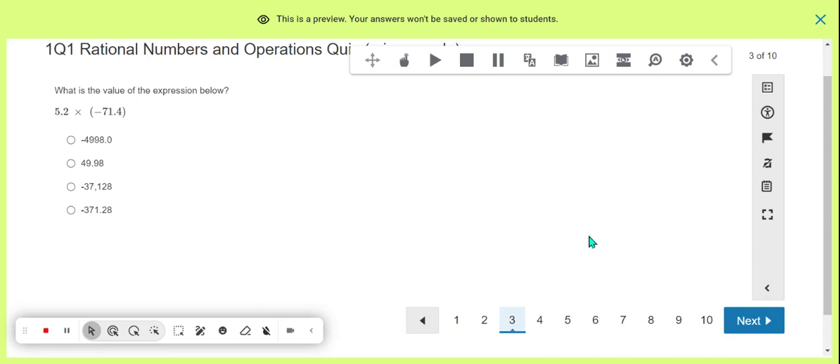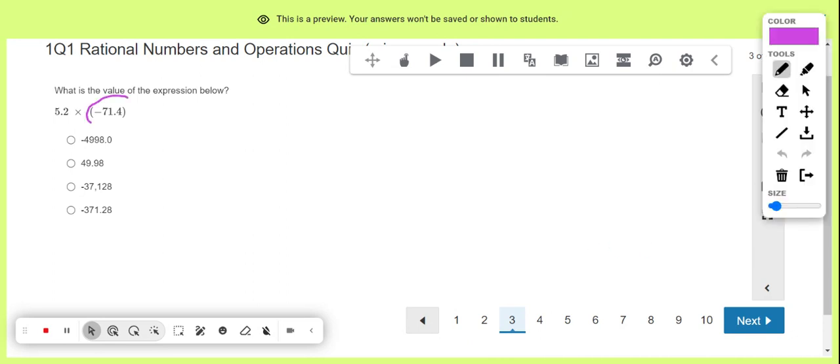So number 3, some students get confused with the parentheses. The parentheses is not telling you to do anything here. It's just separating that number. Now it's a negative rational number, and it's rational because of the decimal 0.4. So what we're going to do is multiply 71 and 4/10 times 5 decimal 2.